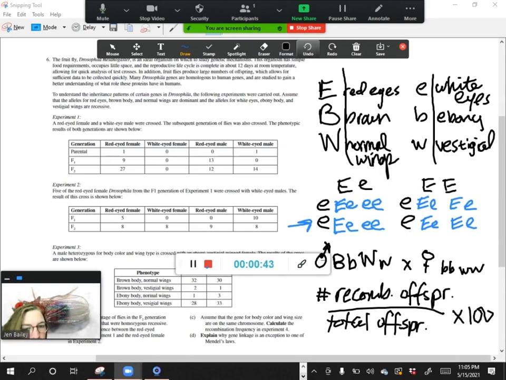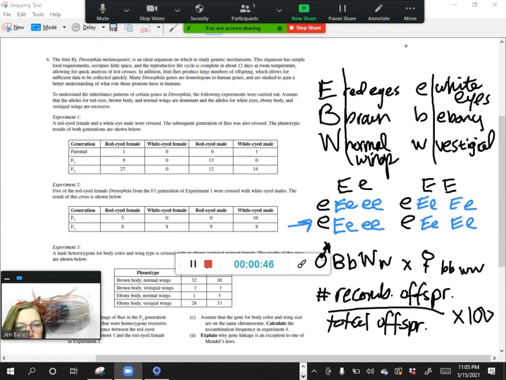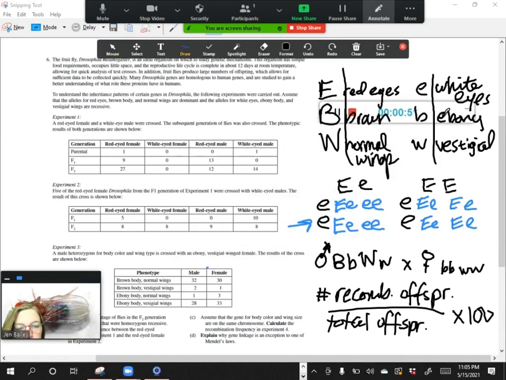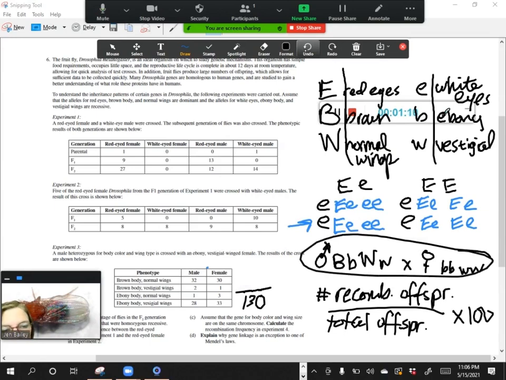If we add up all of the numbers in these columns here, you can do that on your own for fun, but I already did it, and it's 130. So the total's 130, so I put that on the bottom. Now we find the total number of recombinants. First, I look for these and I mark them out. A brown body and normal wings, goodbye. And then an ebony body and vestigial wings, goodbye. Then that means we're just adding these numbers up.